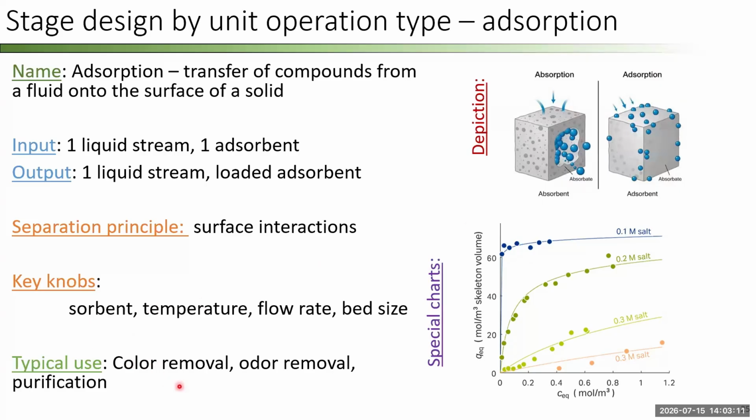Adsorption is used a lot in things like color removal. So think if you end up with a bunch of green pigment in your product, you might flow it over an adsorbent to remove the green. We might also want to purify things, which is very common.